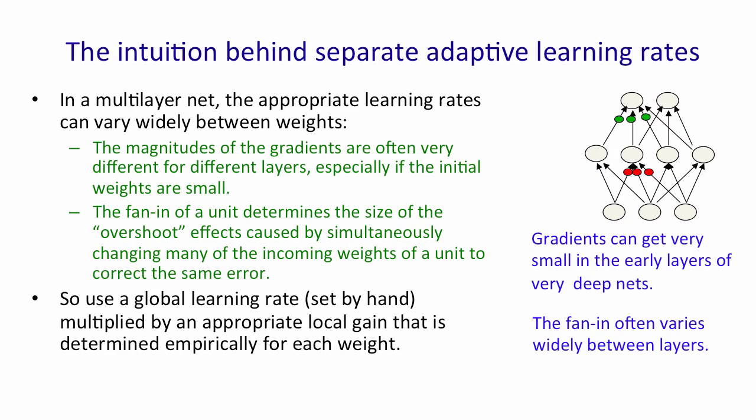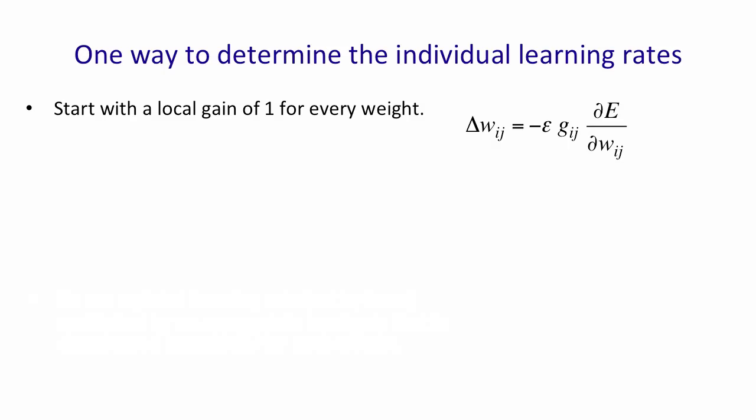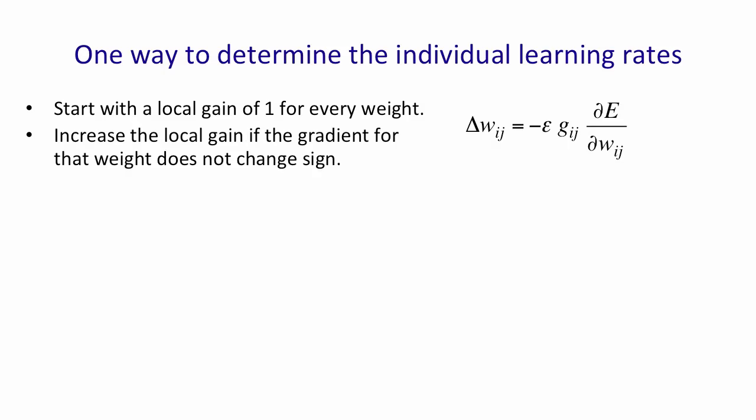So the idea is that we're going to use a global learning rate, which we set by hand, and then we're going to multiply it by a local gain that's determined empirically for each weight. A simple way to determine what those local gains should be is to start with a local gain of 1 for every weight, so that initially we're going to change the weight w_ij by the learning rate times the gain of 1, g_ij, times the error derivative for that weight. Then what we're going to do is adapt g_ij.